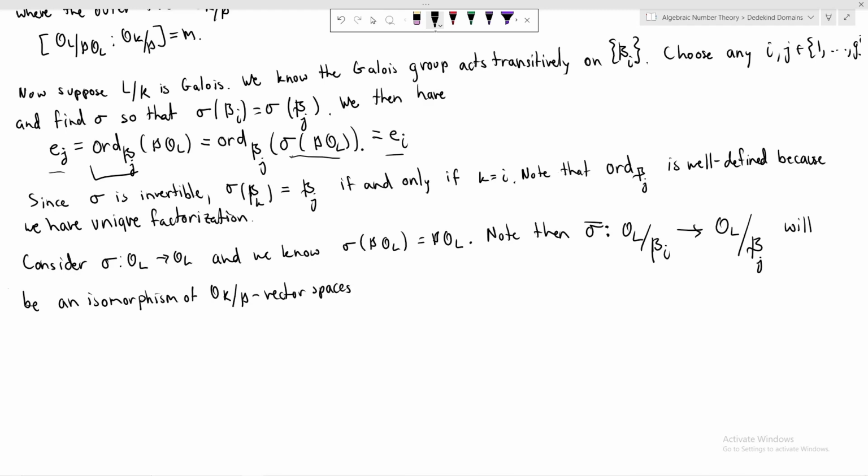So we know that sigma is going to fix O sub K, so it's going to be an O sub K module morphism, and P acts trivially on both these spaces, so it's going to be an O sub K mod p vector space isomorphism. And the reason it's an isomorphism is that I can tell you what the inverse is. It's just take the inverse map to sigma and then take the map that this descends to on O sub L mod p sub j. Once we realize that this is an isomorphism of O sub K mod p vector spaces, the fact that f sub i and f sub j are equal just follows from the definition. Remember that f sub i is the dimension of these things over O sub K mod p.